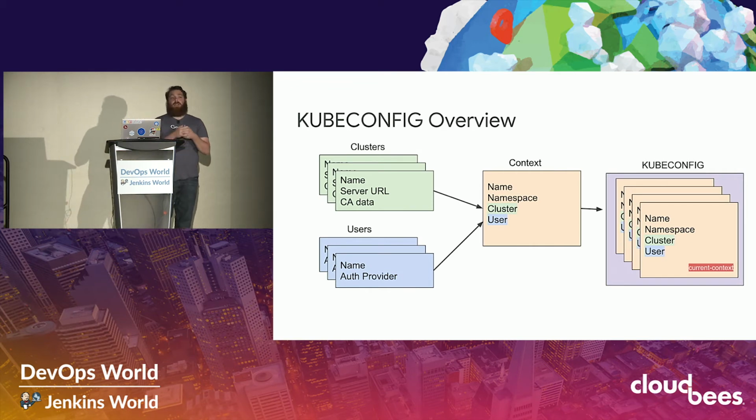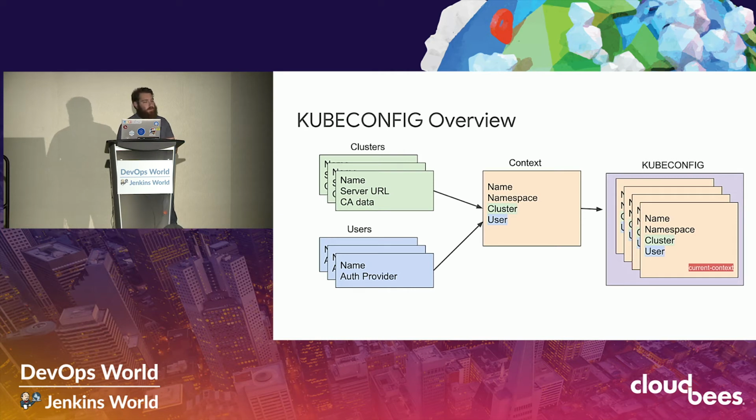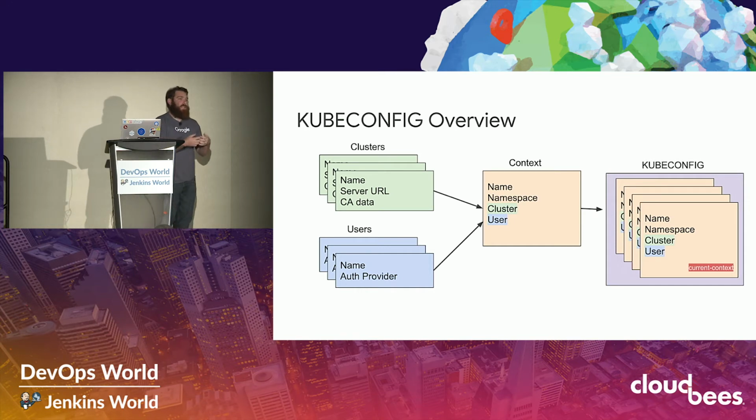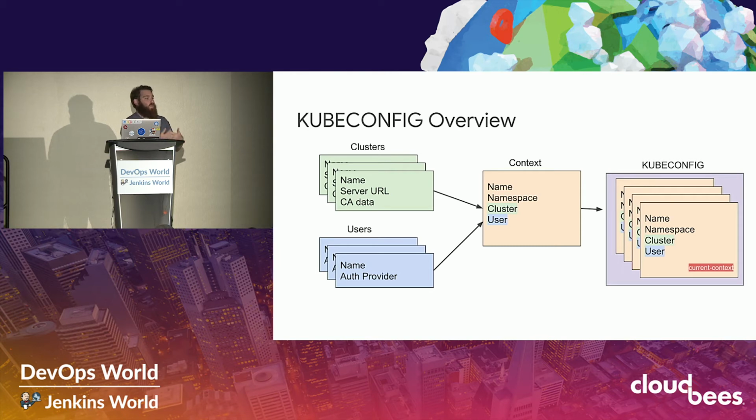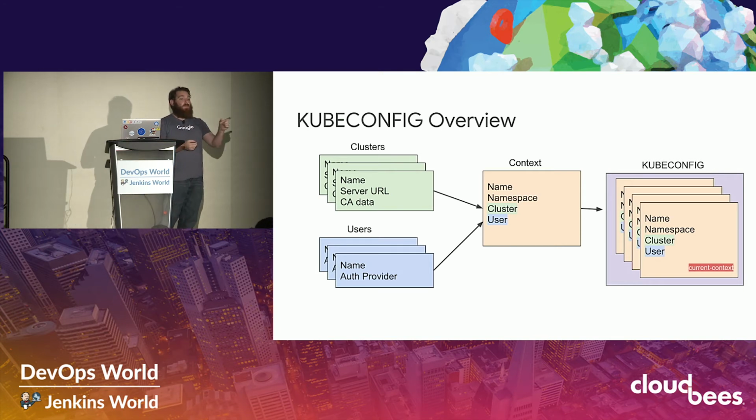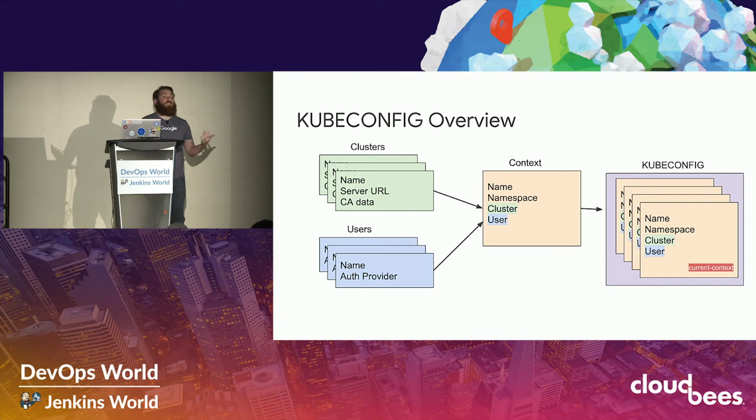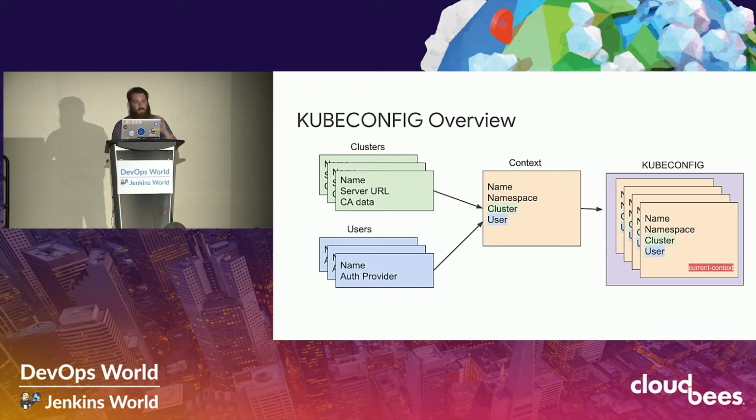And then the other thing is how you're going to authenticate with that cluster, and that's the users section. Once you put a cluster and a user together, you call that a context. And that's a way to tell Kubernetes CLI which combination of user and cluster you're going to actually actuate. You can have many contexts inside of your kubeconfig, and then you usually label one as your current context or your default context in order to run your commands. So that's just a quick overview of how Kubernetes configuration works.